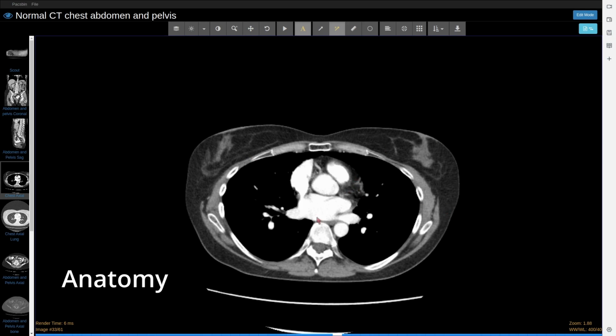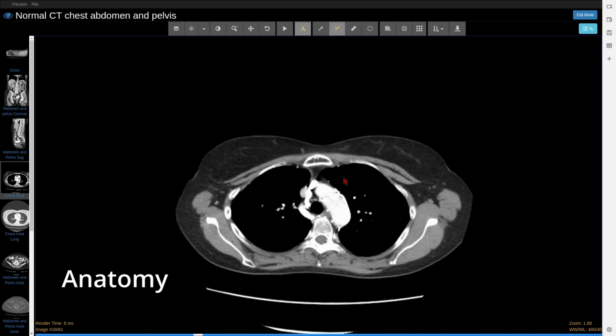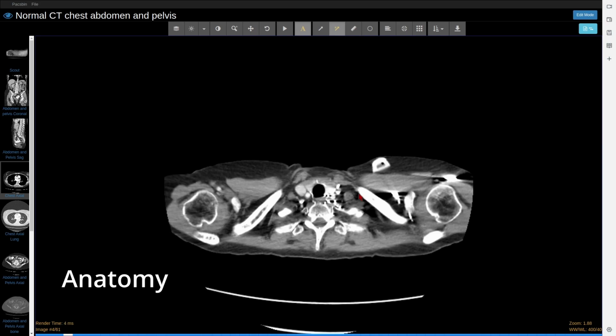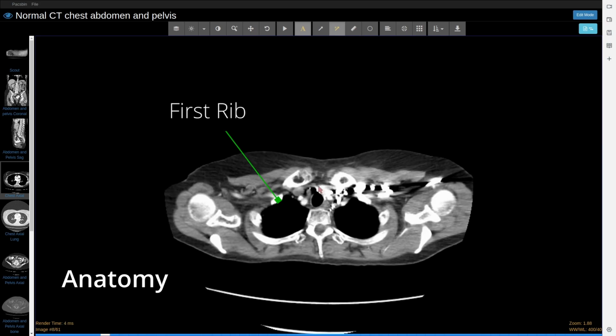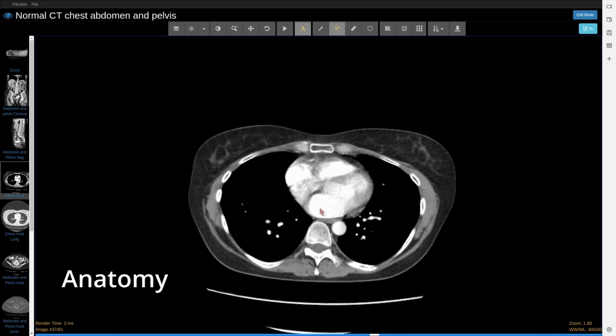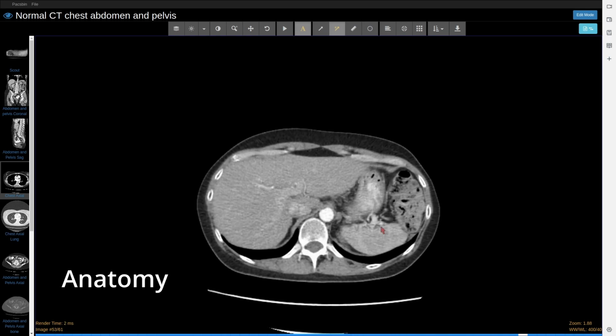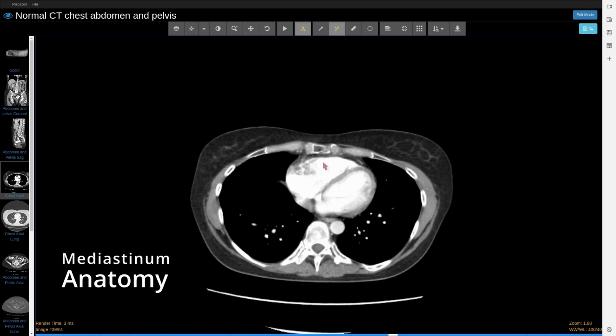Now let's explore the anatomy in detail as we scroll through the axial images of the chest. The thoracic cavity is the central focus, surrounded by the chest wall, which includes the bones and the muscle encasing the cavity. The thoracic cavity extends from the thoracic inlet, which is the top opening bounded by the first ribs and the manubrium sterni, all the way down to the thoracic outlet closed by the diaphragm and bordered by the inferior aspect of the rib cage and the bottom of the sternum.